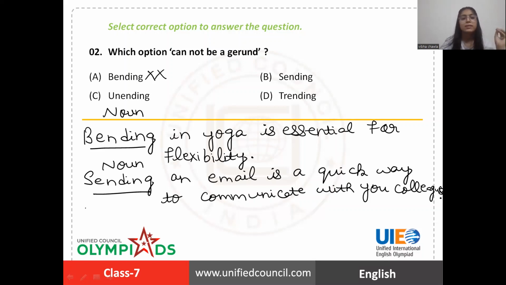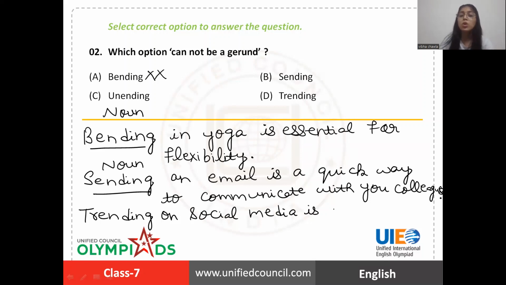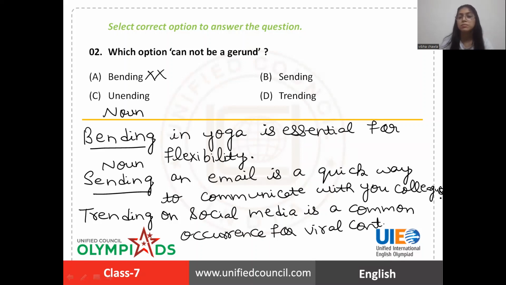Likewise, trending. Trending can also be a noun. For instance, trending on social media is a common occurrence for viral content. So you see, in this case also, trending is not a verb. In fact, it is a noun here.